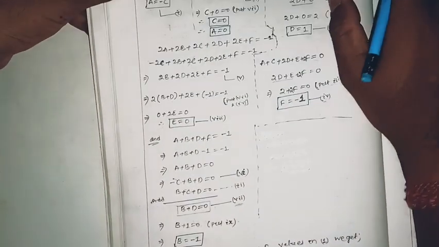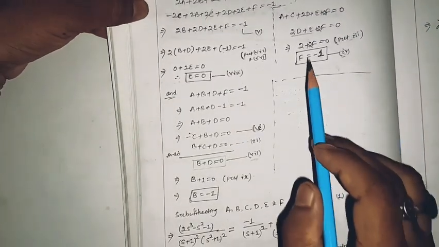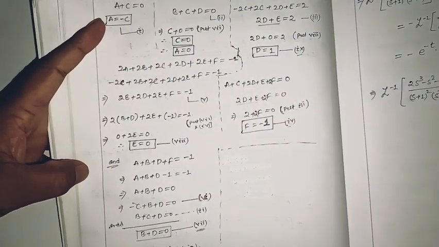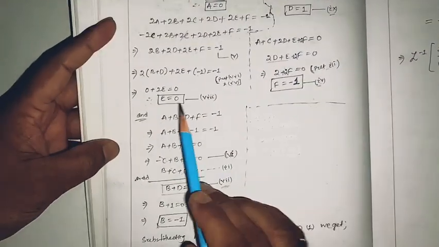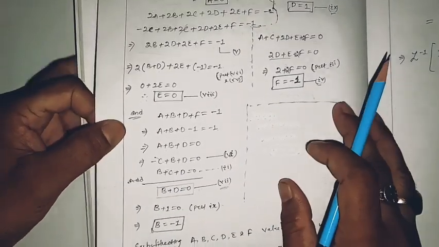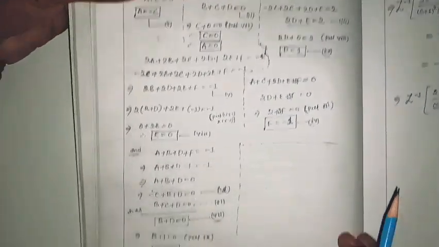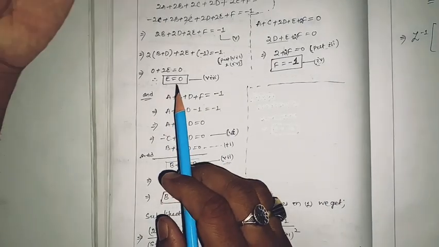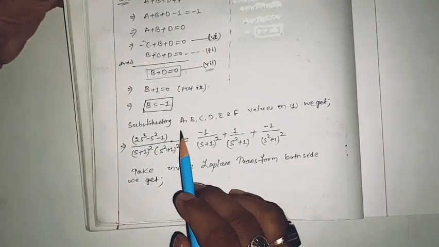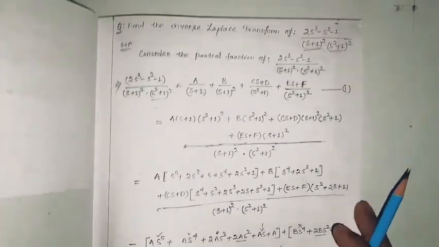So here we found all the constants. A equal to 0, B equal to minus 1, C equal to 0, D equal to 1, E equal to 0, F equal to minus 1. So these calculations are somewhat tedious, but you have to practice. You have to practice this calculation, how to solve and find out the variables. A, B, C, D, E, F, 6 variables you have to find out, and just substitute these A, B, C, D, E, F values in equation number 1.